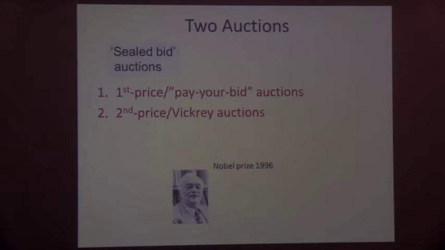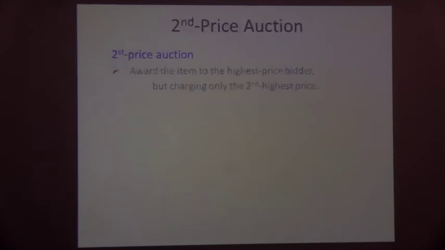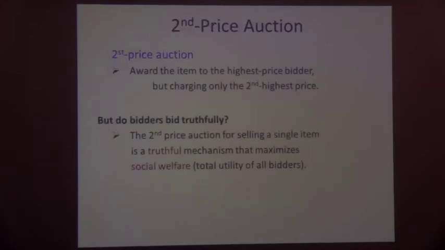And the inventor is a Nobel Prize winner. So now, the second price auction for selling a single item is a truthful mechanism that actually solves the problem of maximizing social welfare, because the right person, whom values it most, gets the item.